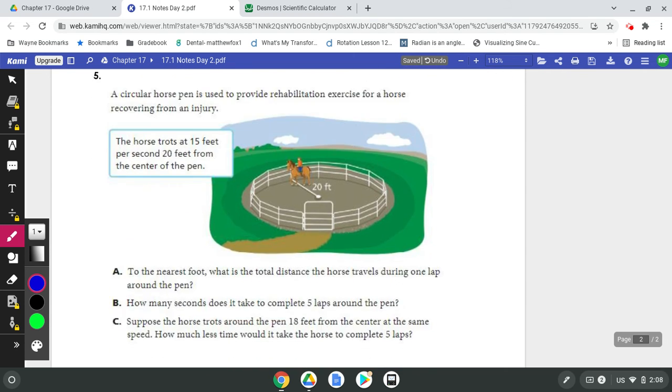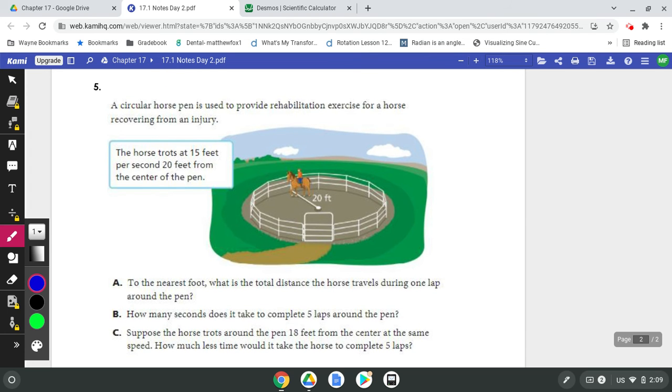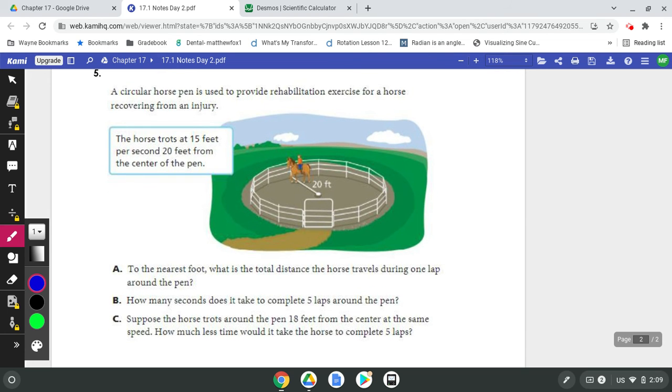All right, this last question, it's about a horse here. It says the circular horse pen is used to provide rehabilitation exercise for a horse recovering from an injury. The horse trots at 15 feet per second, 20 feet from the center of the pen. To the nearest foot, what is the total distance the horse travels during one lap around the pen? So if the horse takes one lap here, it's going to go around like that. If we think about that as our circle, then the radius we already have is 20. So one lap is the same as the circumference.